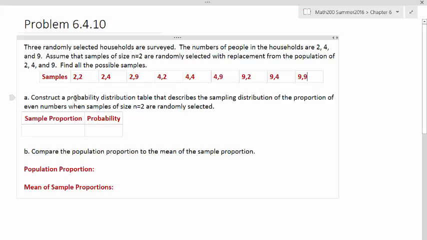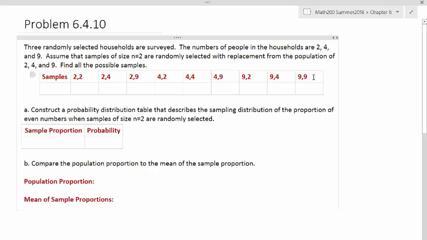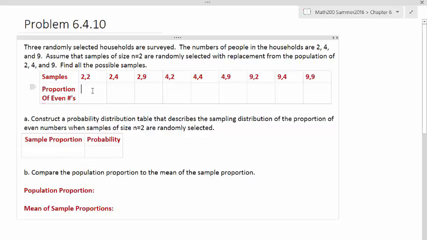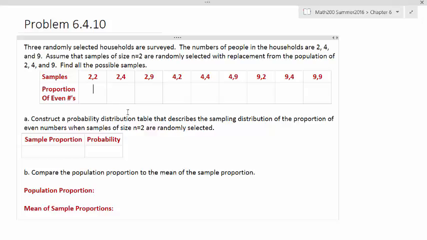Part A says to construct a probability distribution table that describes a sampling distribution of the proportion of even numbers when a sample of size 2 is randomly selected. So let's go back to our sample list and figure out the proportion of even numbers. Since there's only 2 numbers in each sample, this is a fairly easy thing to figure out. For each sample we want to figure out what the proportion of even numbers is.